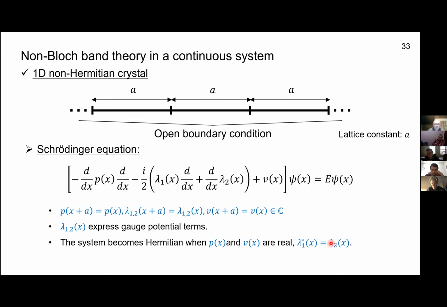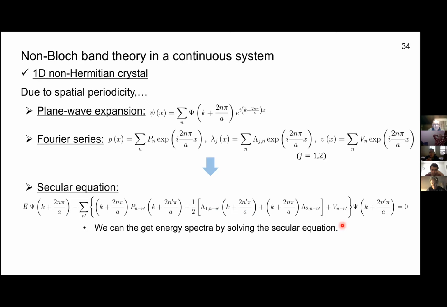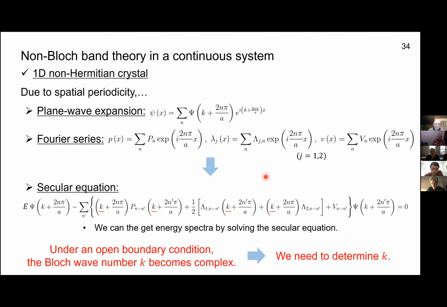Due to the spatial periodicity, we can expand the wave function as this form, and all periodic functions can be written as Fourier series as this. By substituting these forms into the Schrödinger equation, we can get the secular equation as this. Finally, we can get the energy spectra by solving this secular equation. However, under open boundary condition, this Bloch wave number k becomes complex. So in order to get the energy spectra, we need to determine the Bloch wave number k.